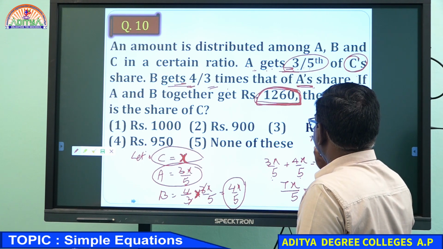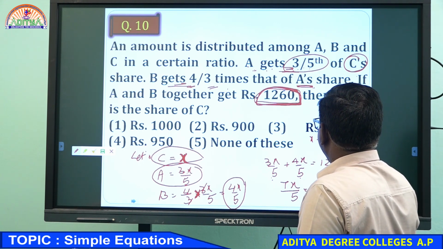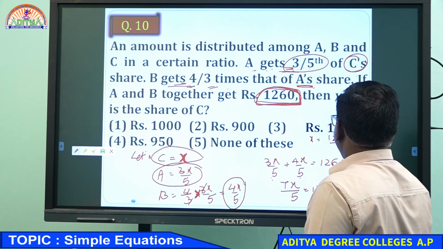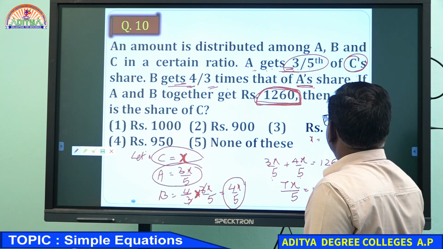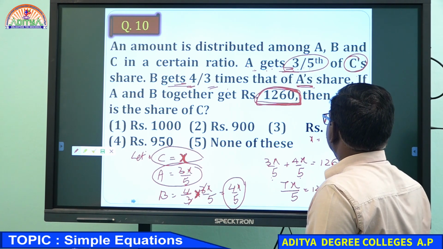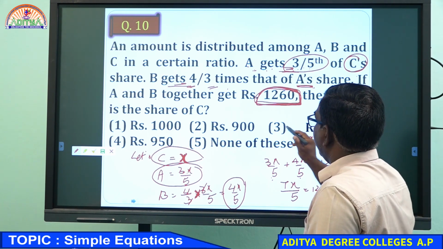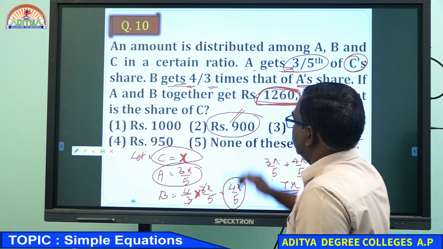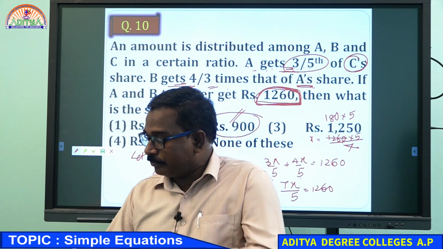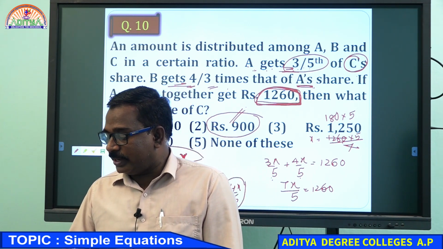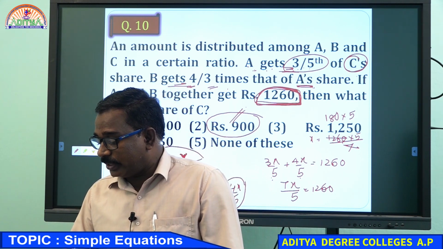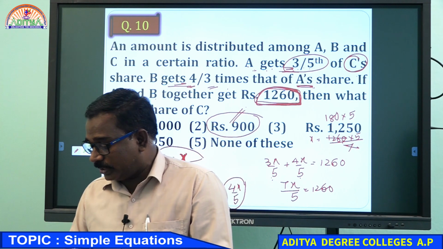x means 1260 into 5 by 7. 7 how many times will go? 7 one time, still 5, 7 8s are 56, 0, 180 into 5. So 900, x equal to 900. The share of C is 900. Right, many of you gave the answer 900. Very good response. All of you gave 900, very good.